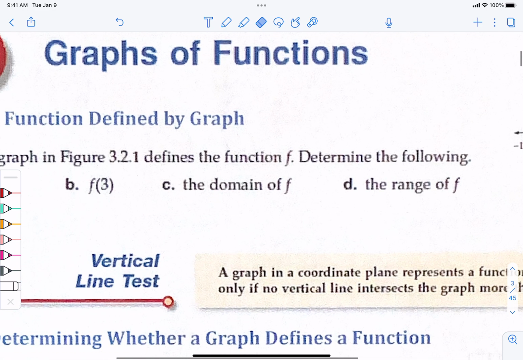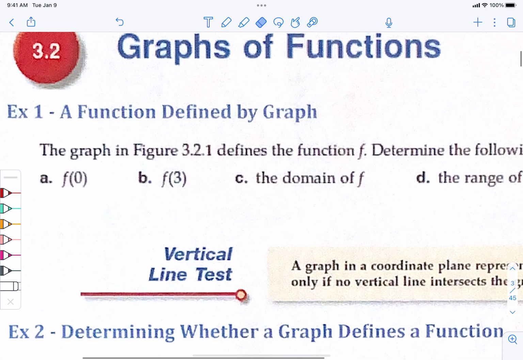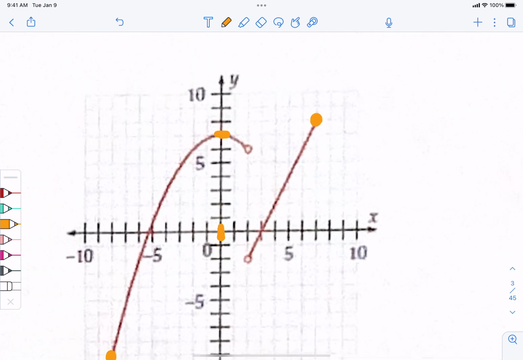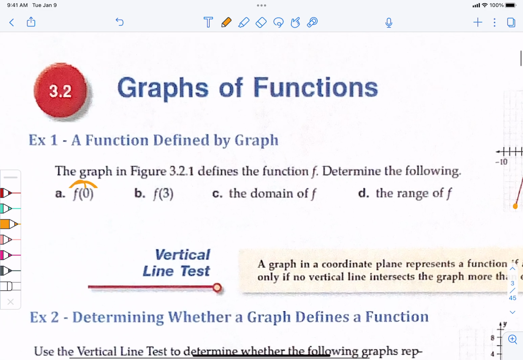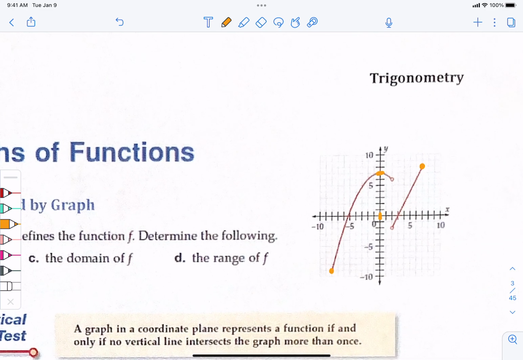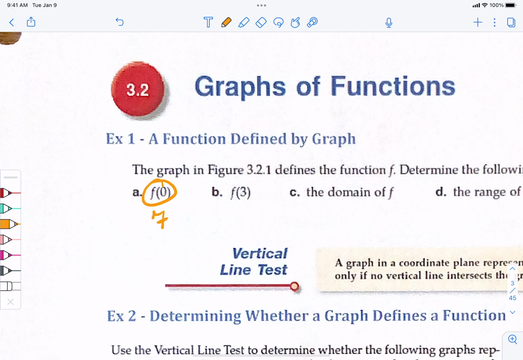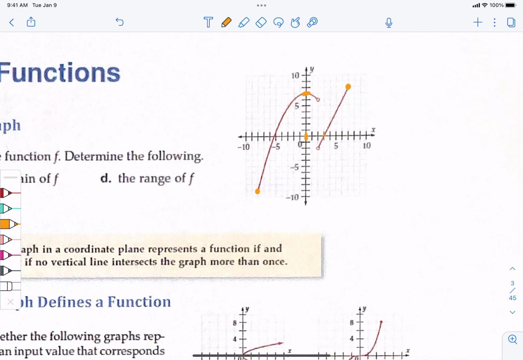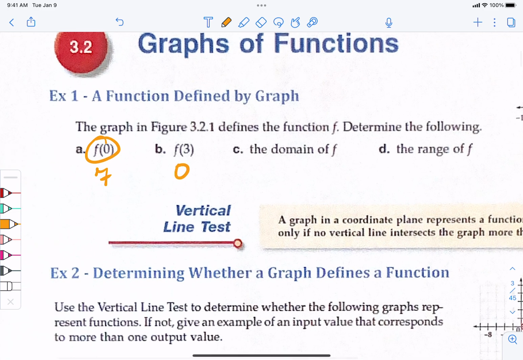So let's answer the questions. They say f of 0. That means if my x coordinate is 0, what's the y coordinate? Up here at 6, 7. It is 7. You're right. F of 3, 3 on the x. F of 3 is 0, I believe. Yes? 1, 2, 3.